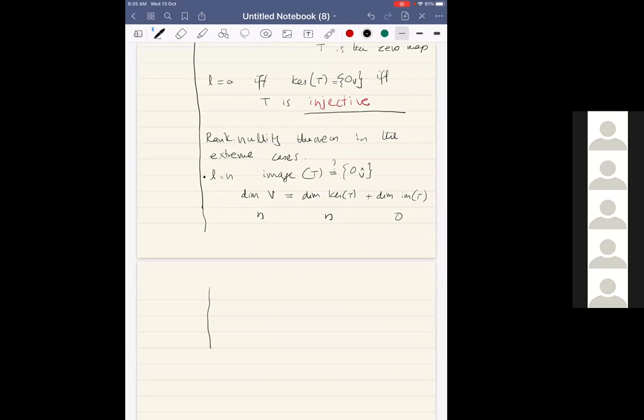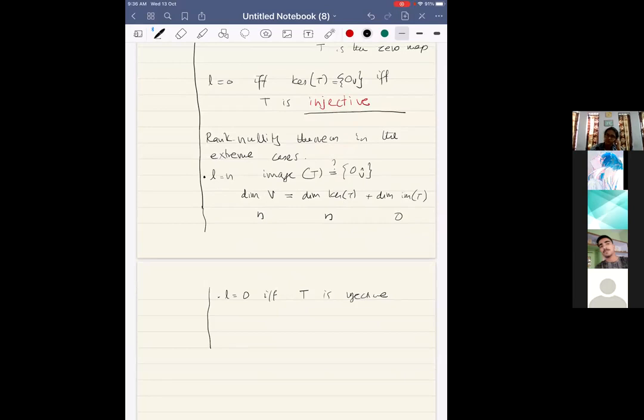And now, L equal to 0 if and only if T is injective. So if T is injective, this refers back to the question earlier, right? Who asked this question about... Shakti asked. Yeah. So if T is injective, what does that mean?